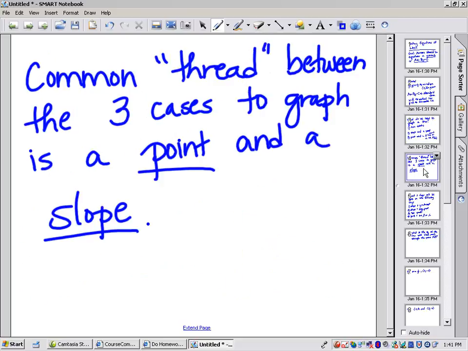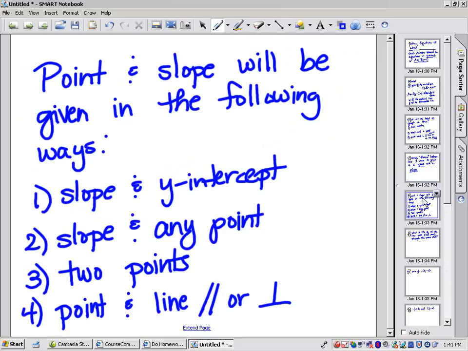So the common thread between those three cases to graph a line is that we have to know a point and a slope. And that is the same information that we need to be able to write the equation of a line. Now the point and the slope may be given in ways that are not explicit. You have to do some work to find it. Now the point will always be given, so you're not going to have to do any work to find a point, but the slope is what you may have to do work for.